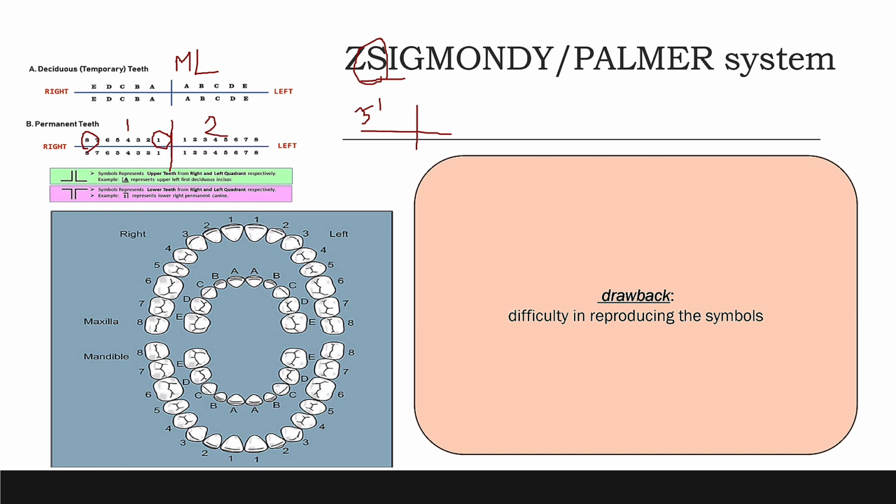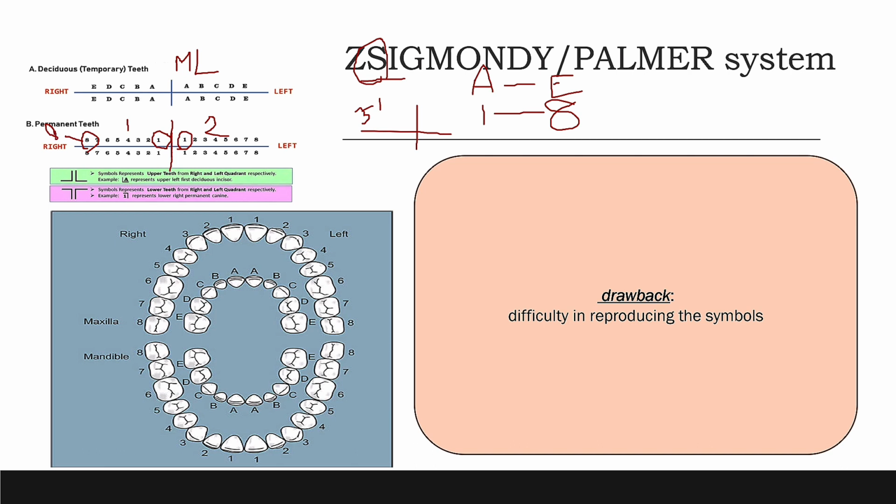For the second quadrant, the upper left central incisor is again given 1. We don't give continuous numbers. We will be using 1 to 8 for permanent, and for deciduous we will be using alphabets A to E. Remember this one: A to E. So for permanent, the upper right central incisor is 1, 2 for the lateral incisor, and it goes on till the third molar, the last number, 8.